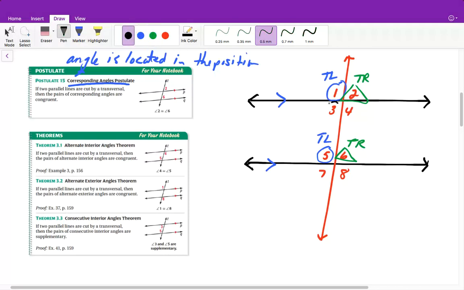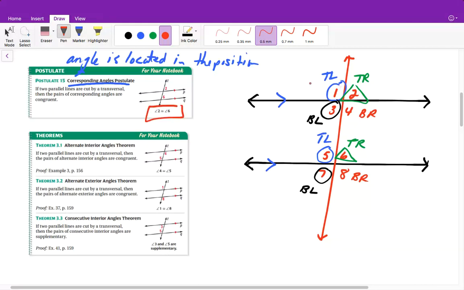Here we have angle 3 corresponds with angle 7 because they're the bottom left. They're both in the exact same position of the intersecting. So we're comparing one intersection to the other, and then the remaining angle 4 and angle 8, they're both bottom right. So if it's in the same location when it intersects this parallel line as it is with the other, that means they are corresponding. And corresponding angles are congruent. It means that they're exactly the same.